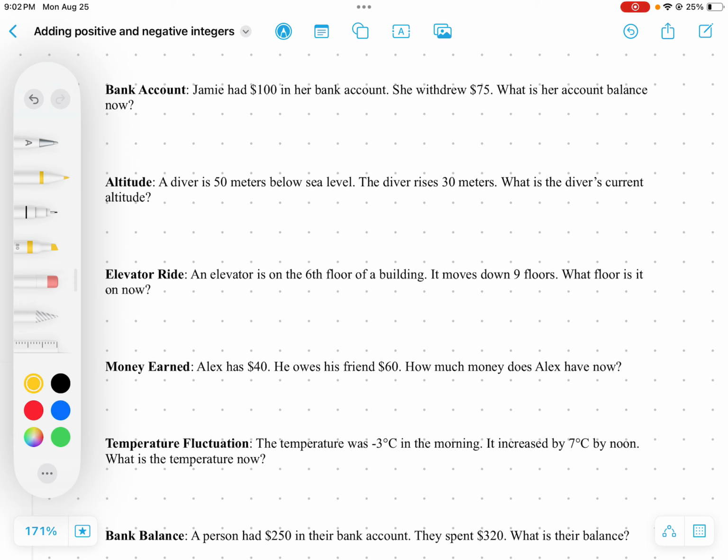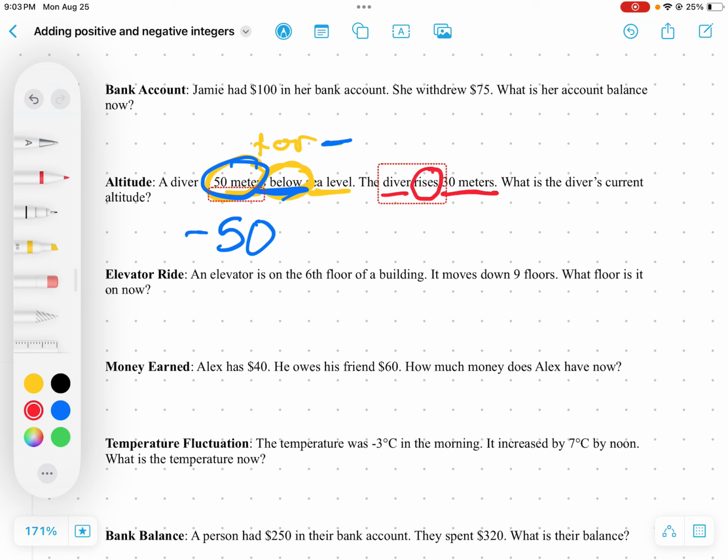So it says a diver is 50 meters below sea level. Okay, so the diver is 50 meters below sea level. So is this 50 positive or negative? The answer is it's negative because we have 50 meters below. So this is going to be negative 50. And then it says the diver then rises 30 meters. Is rises a positive word or a negative word? It's positive. So this means we're going to add 30. Okay, then what is the diver's current position?